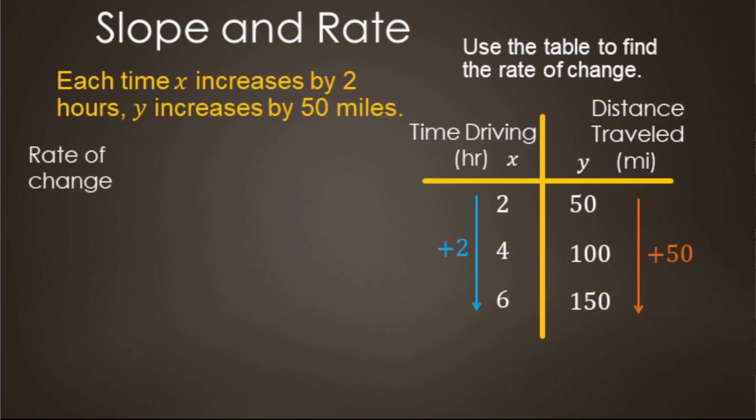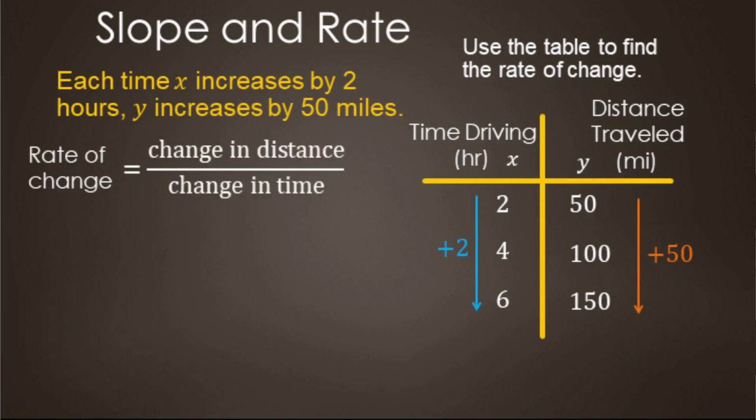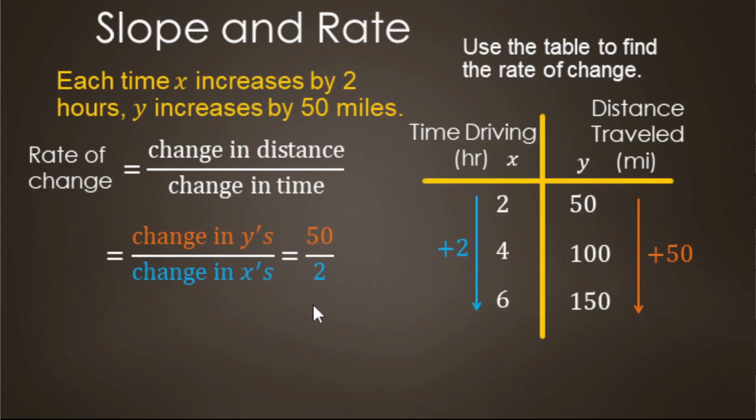Now for our rate of change, for this example, we're going to do the change in distance divided by the change in time. Remember, the distance, the dependent variable, goes with the y's, and time, the hours, goes with the x's. So here we already have our numbers in. Change in y's was 50, the right-hand column went by 50s. Left-hand column, the x's, went by 2.